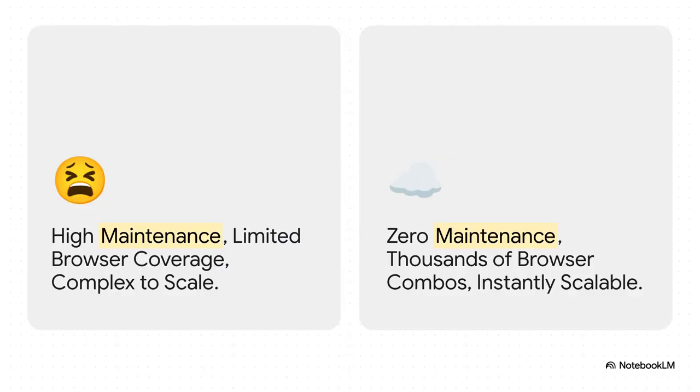And this right here, this is the core of it. On a local grid, you're stuck with constant maintenance, you can only test on the few browsers you have installed, and scaling up, that's a nightmare. But a cloud grid just flips that entire script. We're talking zero maintenance, thousands of browser and OS combos, and it scales instantly. It's a total game changer.